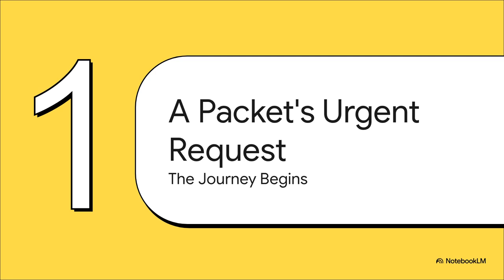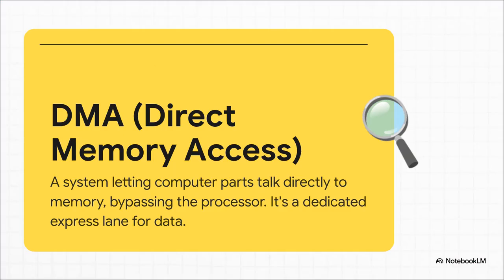Now, this packet could be anything. It could be a piece of a game's texture, a few words from an email, maybe a frame of a video you're streaming. All it wants, its entire purpose, is to get from point A to point B. And that whole journey kicks off with one simple, urgent request. I need to move. Now, for our packet to move at the speed of light, it uses this incredible shortcut called Direct Memory Access, or DMA.